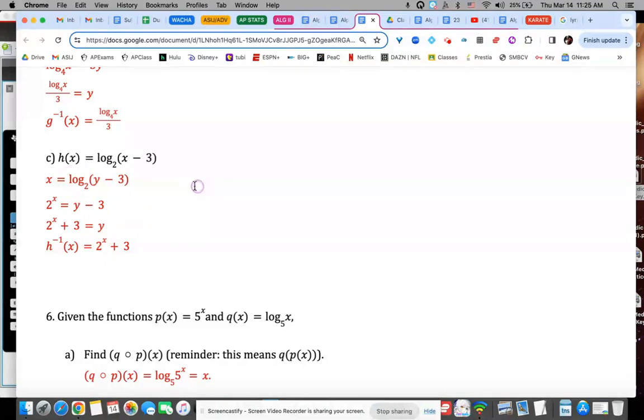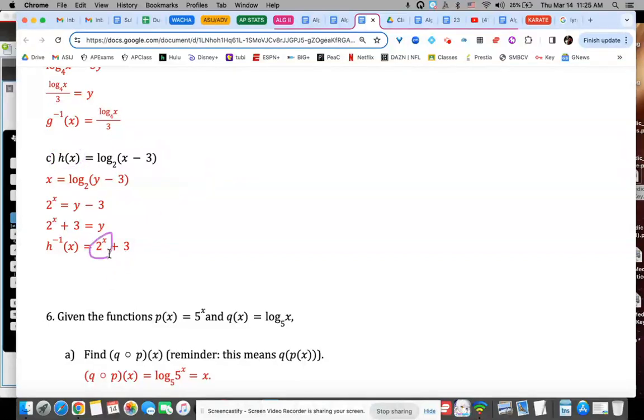right? So 2 to the x power, you can see that down here, equals whatever's inside, in this case, y minus 3. We're still trying to get y by itself, so you add 3 to both sides, and there you go. That's your equation. All you have to do is change y into inverse notation to really show the reader that you have found the inverse of what we started with, h of x.